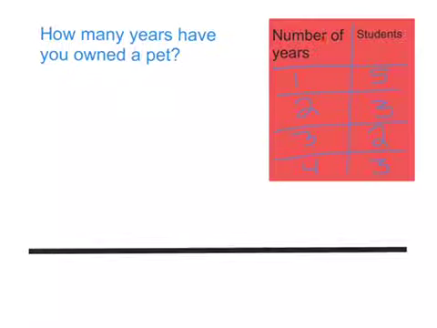So here's the number of years we talked about in this column. Have you owned a pet for 1 year, 2 years, 3 years, or 4 years? And here's the results we received. In our second column, 5 students have had a pet for 1 year, 3 students have had a pet for 2 years, and 2 students have had a pet for 3 years. 3 students have had a pet for 4 years. So let's talk about how we represent this on a line plot.